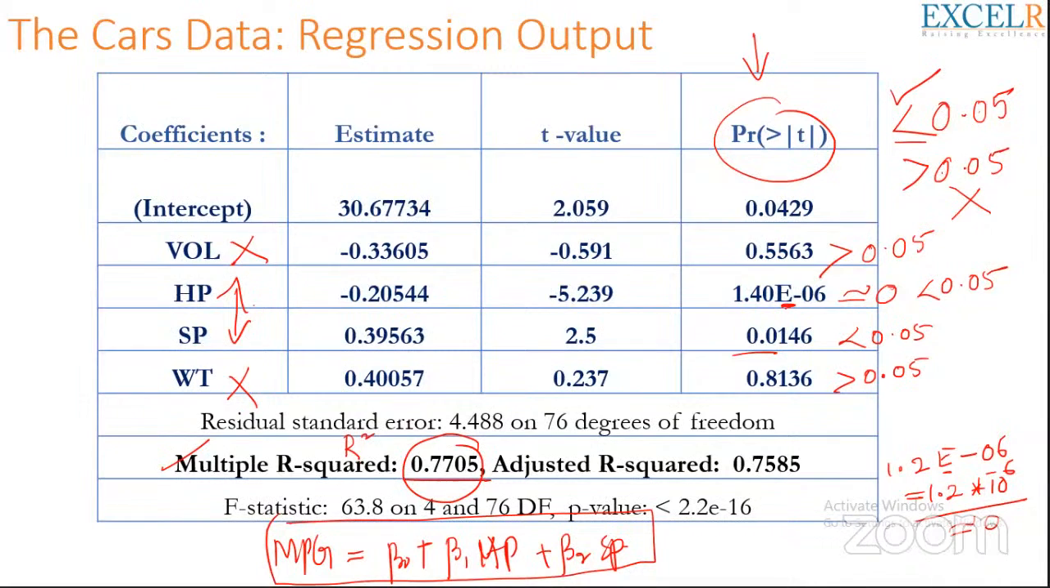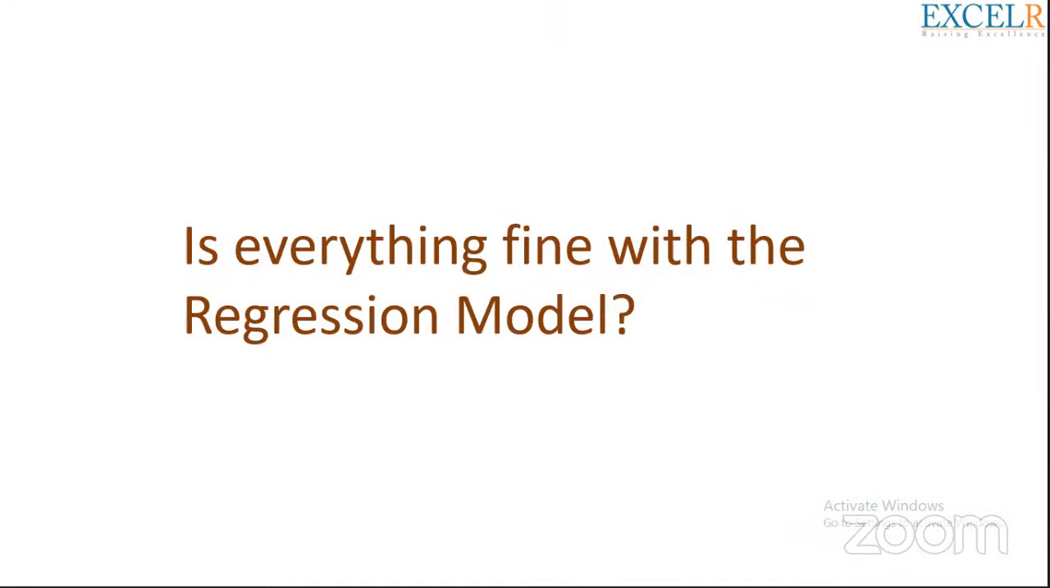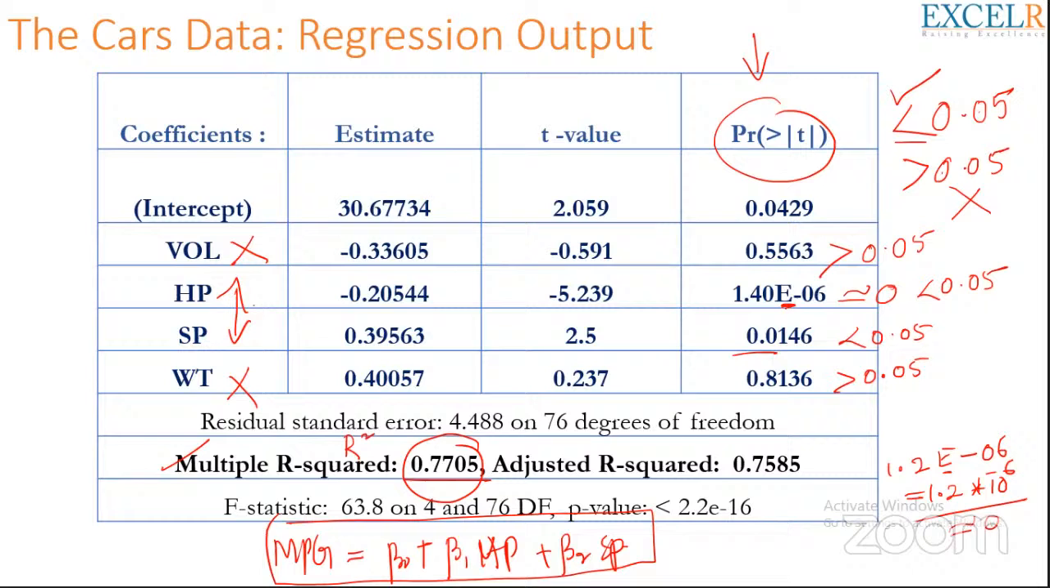Now, the key question here is, whatever we had discussed, does everything seem fine to you, or is there any flaw that we have discussed? Is there any mistake in whatever we have discussed so far? What do you think? Is there any mistake or flaw in our discussion so far, especially in the output of regression here?